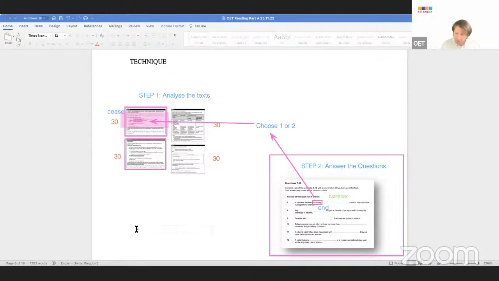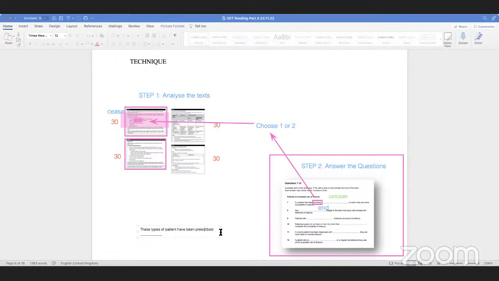Let me give you an example, guys. Look, a very simple example, okay? Nurses, let's say these types of patients have been prescribed, okay, blank. So what is the answer going to be here, guys? Medication. Is that difficult to know that? Come on, you all know that, right? It's easy, okay? But when I find my keyword, imagine I find my keyword here. Now I'm looking for a type of medication, a category.